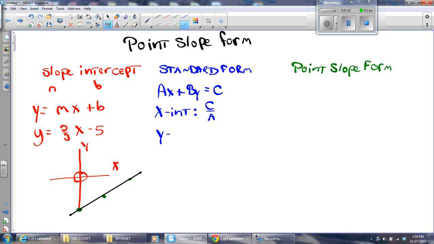When in standard form, the x-intercept is c divided by a, right? The y-intercept is c divided by b, and the slope is the negative of a over b. Okay, and of course, remember that a must be greater than 0. A must be positive for standard form. Okay, now we're going to learn a new form called point-slope form.